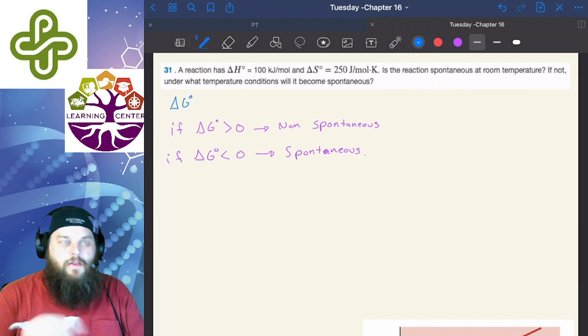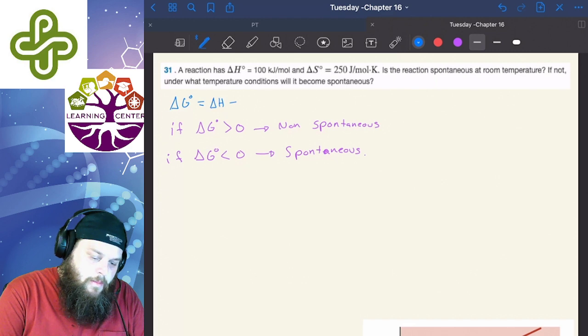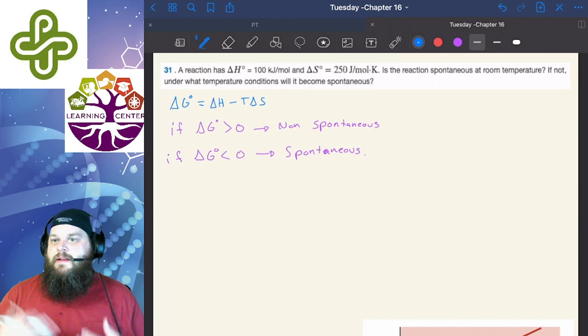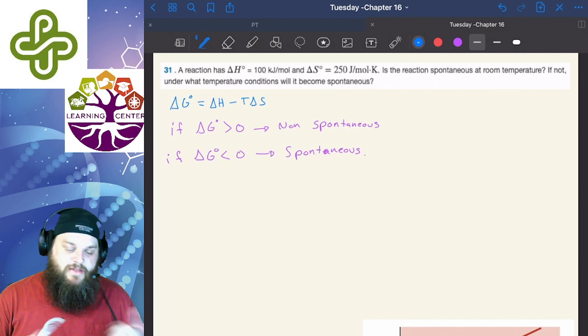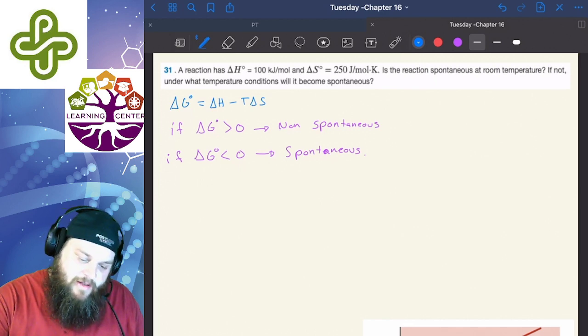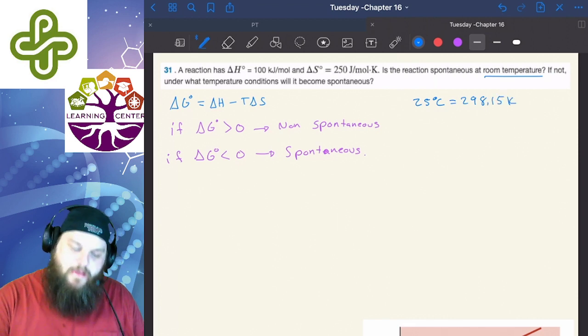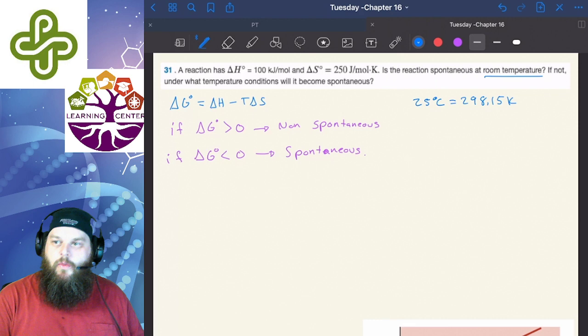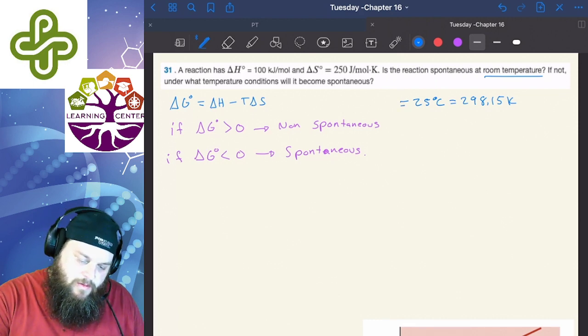So the equation for this is that delta G is equal to delta H minus the temperature times delta S. So it's the enthalpy minus the entropy times temperature. And that temperature is in Kelvin. So in this case, they're telling us that room temperature is 25 degrees C, which is equal to 298.15 Kelvin. Because 0 degrees C is equal to 273.15 Kelvin. So we just add 25 to that. So that's equal to our temperature.